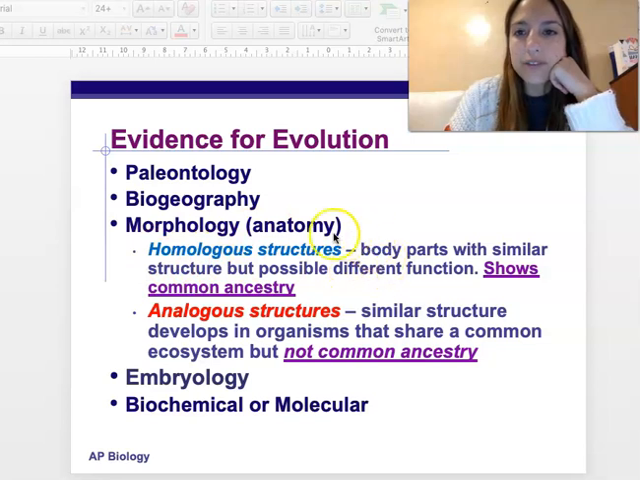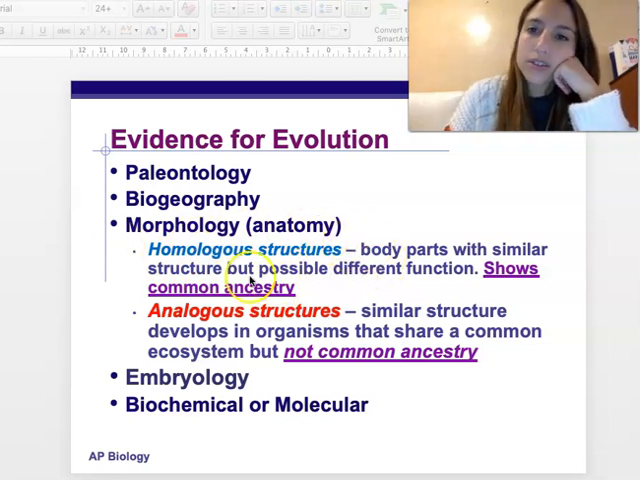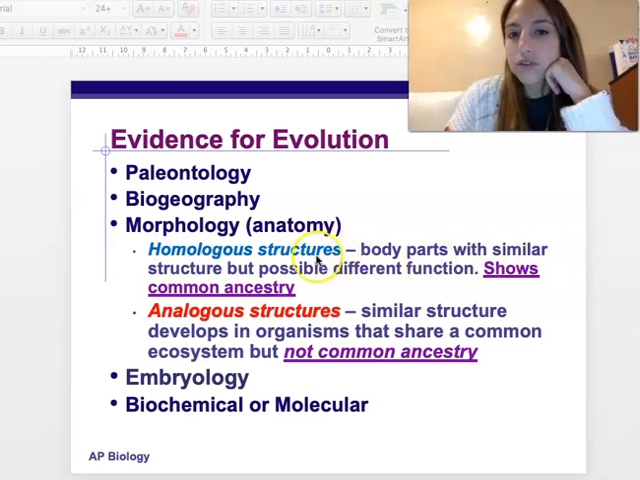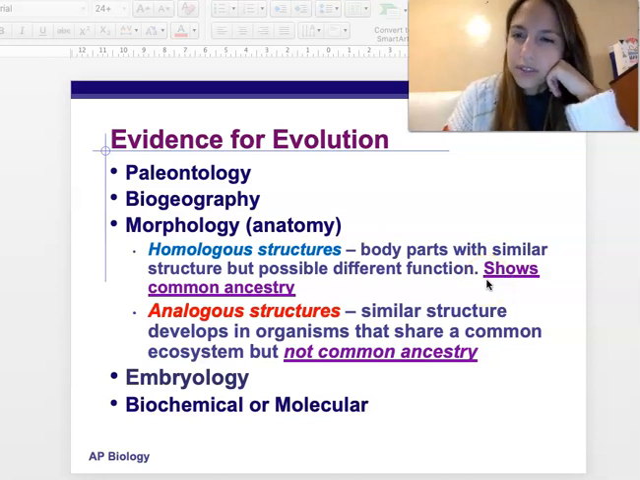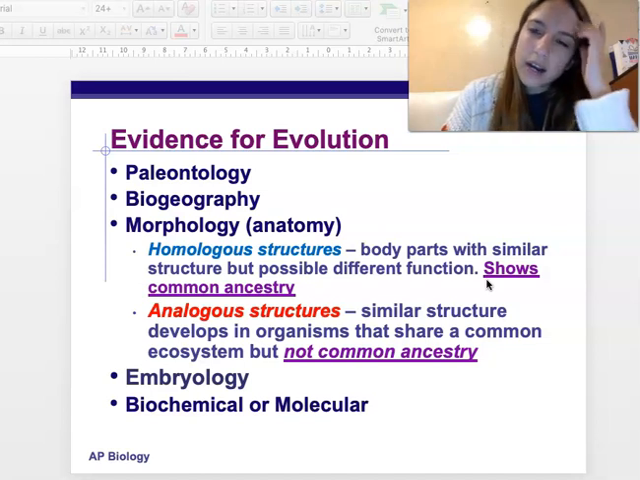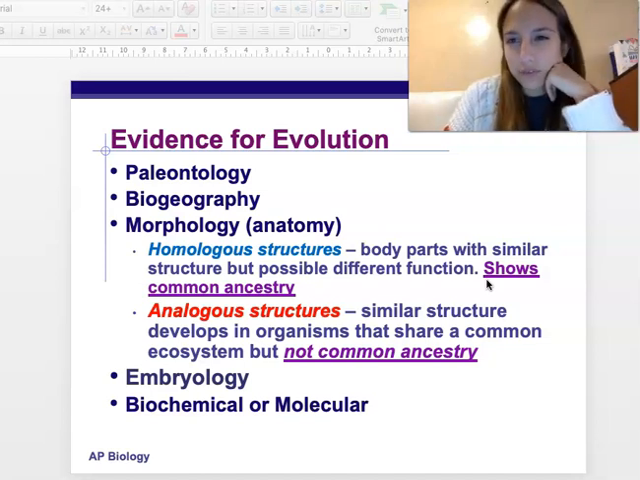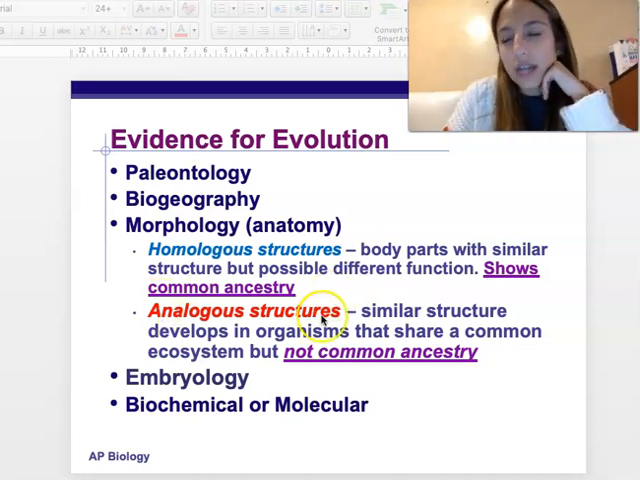First of all, we have anatomical structures called homologous structures. They're body parts with similar structure but possibly different functions. They come from a common ancestor and then evolve into different, yet very similar structures, with possibly different functions. And then you also have analogous structures.